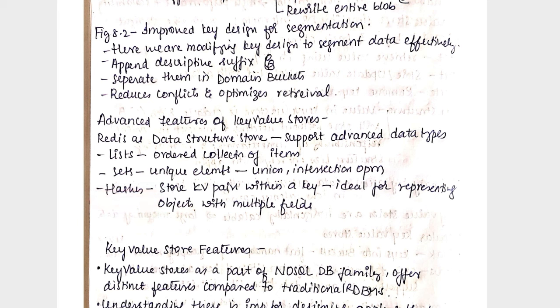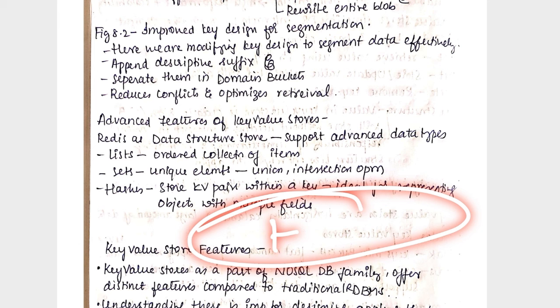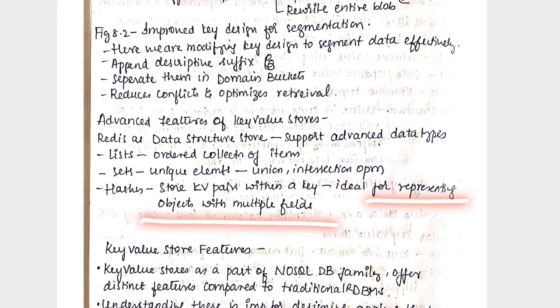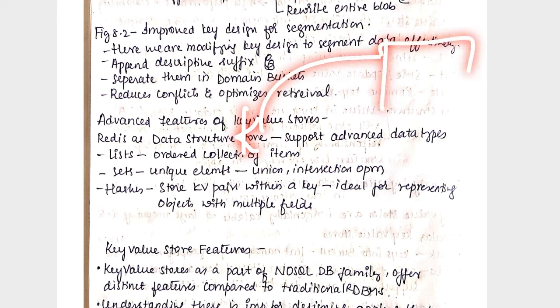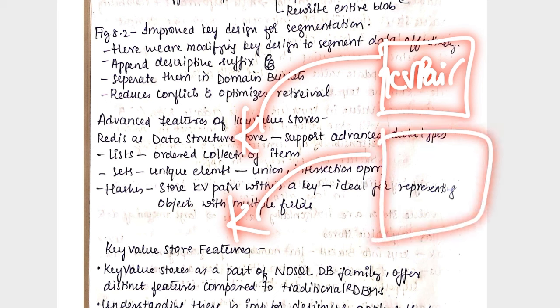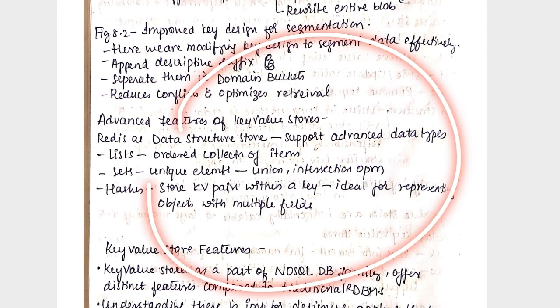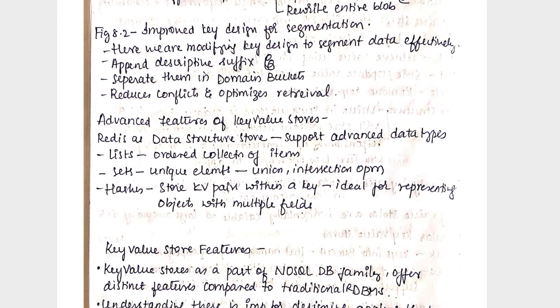Hash will store key value pairs within a key, thereby making it ideal for representing objects with multiple fields. In such conditions, you can use one key to represent one object, one key value pair, and another key to represent another key value pair. Thereby, if you see, we are storing multiple objects with multiple fields here, right? So yeah, these were the features.